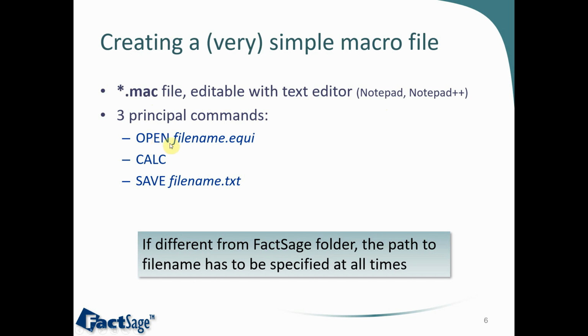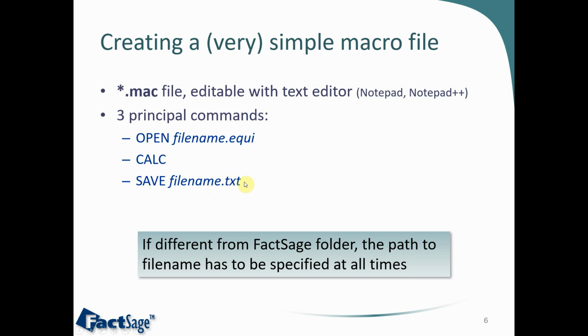The first one is open filename.equi. So it will open an existing equilib file named filename and load the reactants and conditions that are stored in the file. Note that the extension .equi must be included. The second command is calc. This will perform the equilibrium calculation with the given conditions. So it's similar to pressing the button calculate in the equilibrium module. And then the last one is save filename. So this command allows you to save results in several formats, like text, Excel, or even create streams. The extension .txt, or Excel, and so on must be included at the end of the file name.